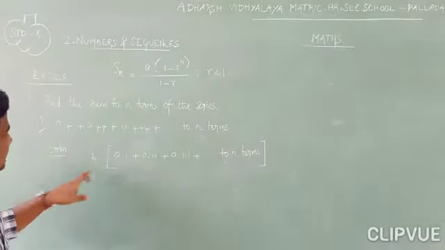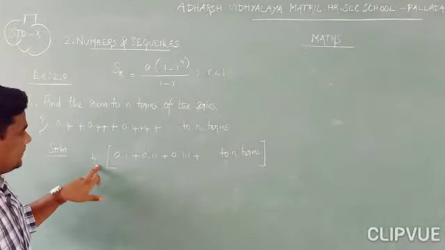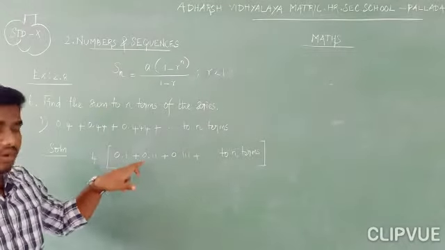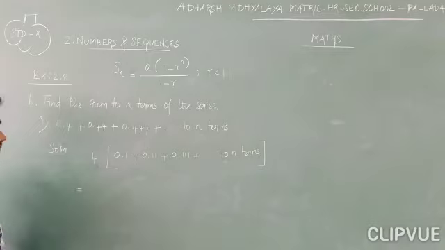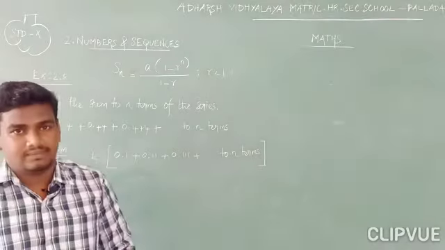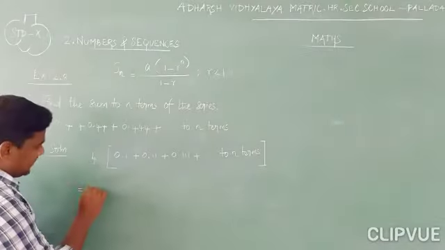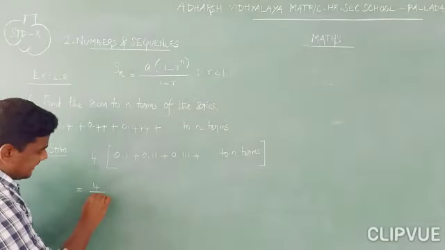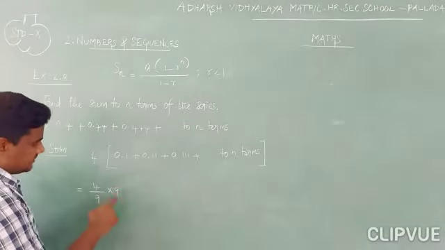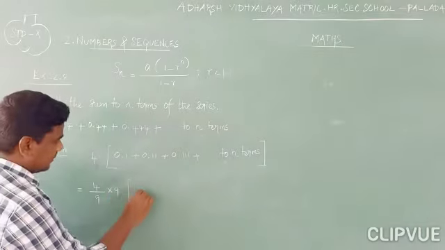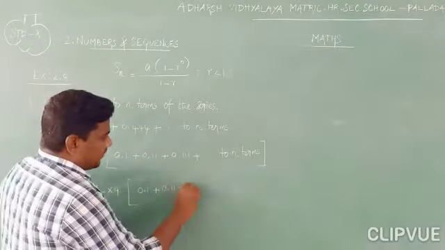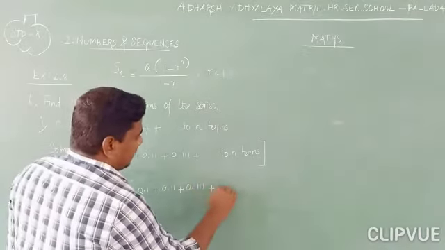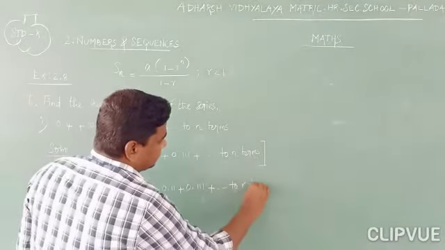Here 4 is the common multiple. I am going to take that out. So what do we have? 0.1 plus 0.11 and so on. The next step, I am going to multiply and divide it by 9. So if you multiply and divide it by 9, you get it like this. So 0.1 plus 0.11 plus 0.111 and so on to n terms.